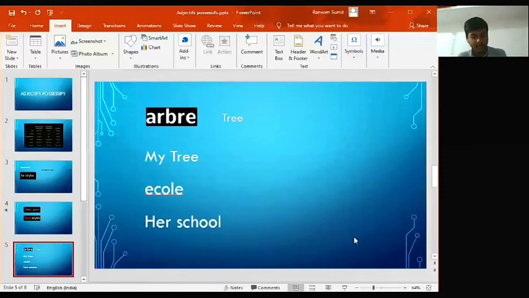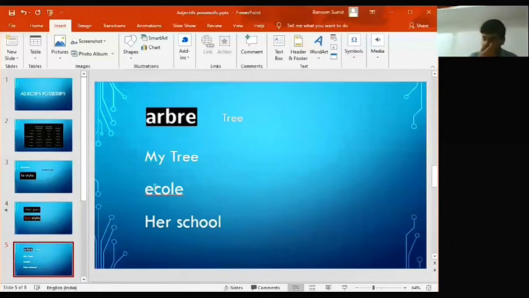Similarly, arbre. Arbre means tree. So if we have to say my tree, it could look like a feminine noun, but it is not. It is an exception. Arbre is masculine. So how do we say my tree? It will be mon arbre.